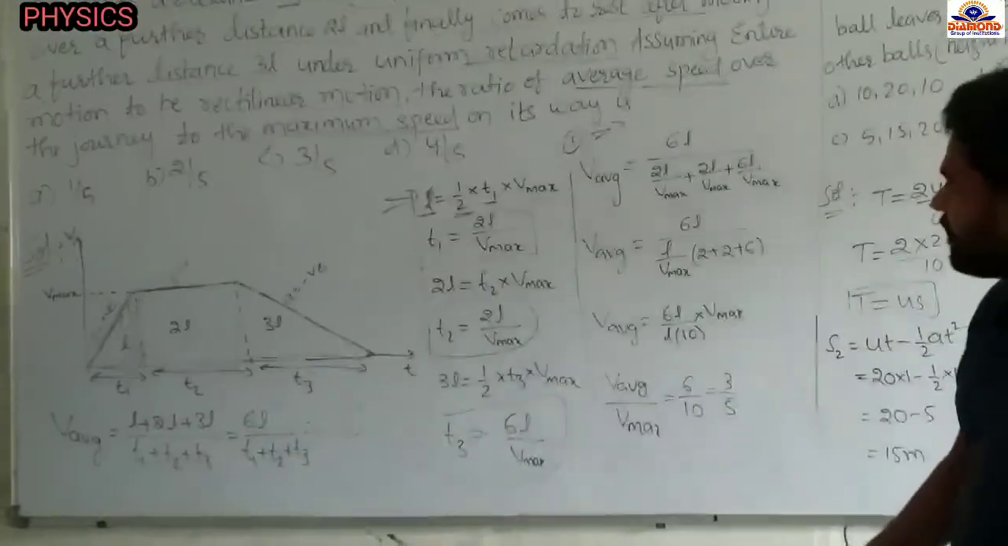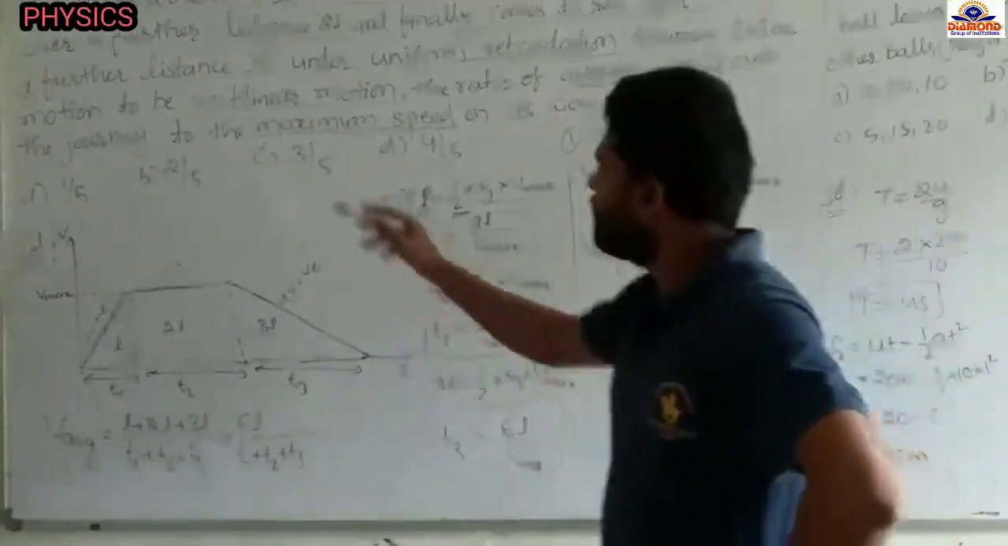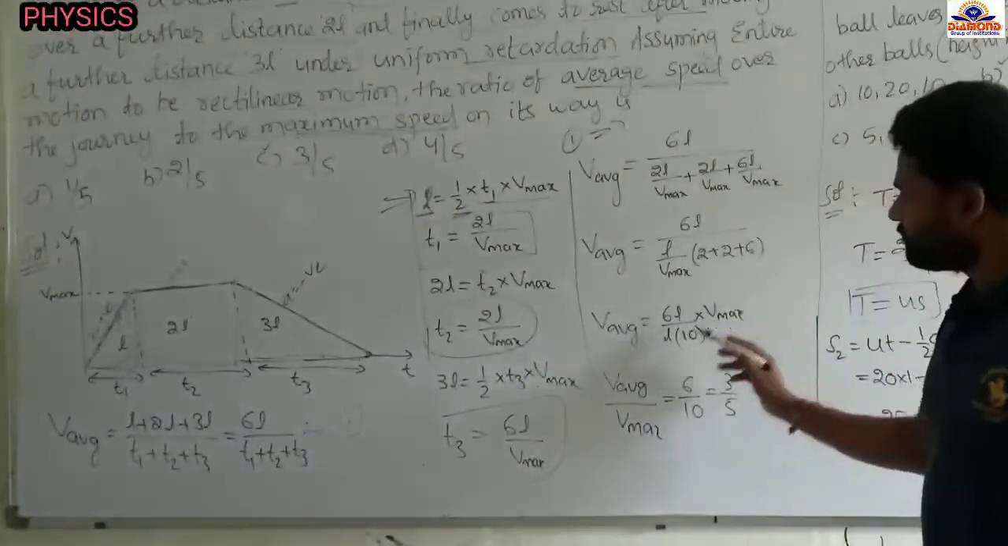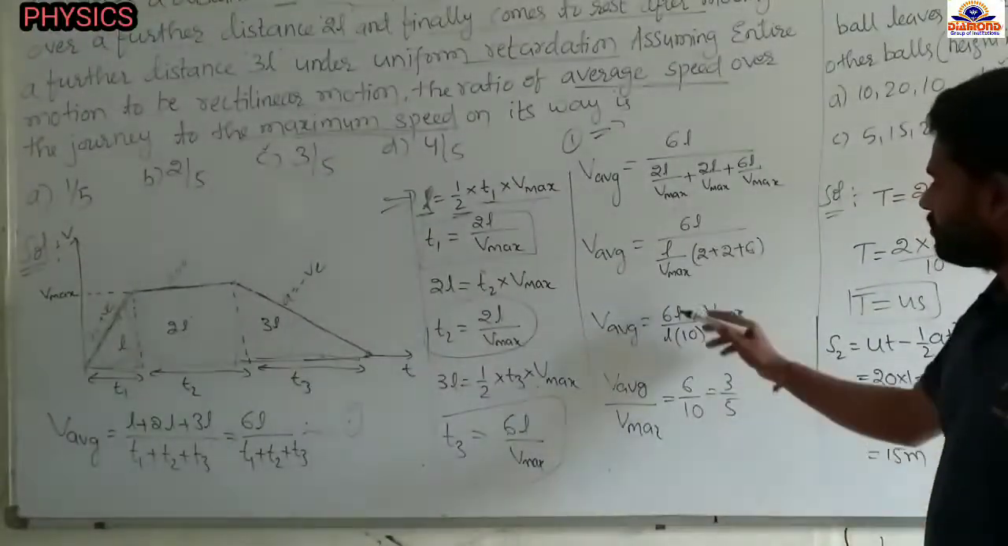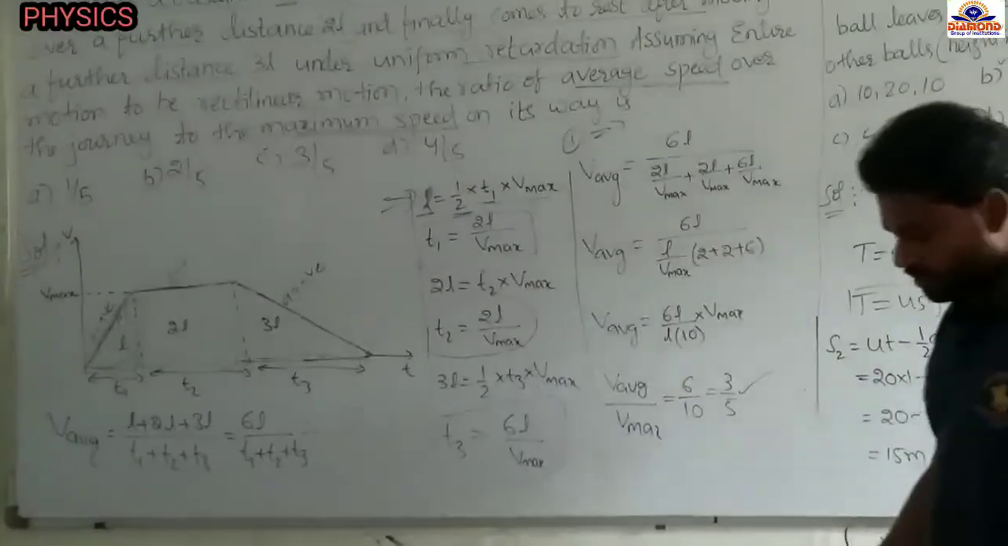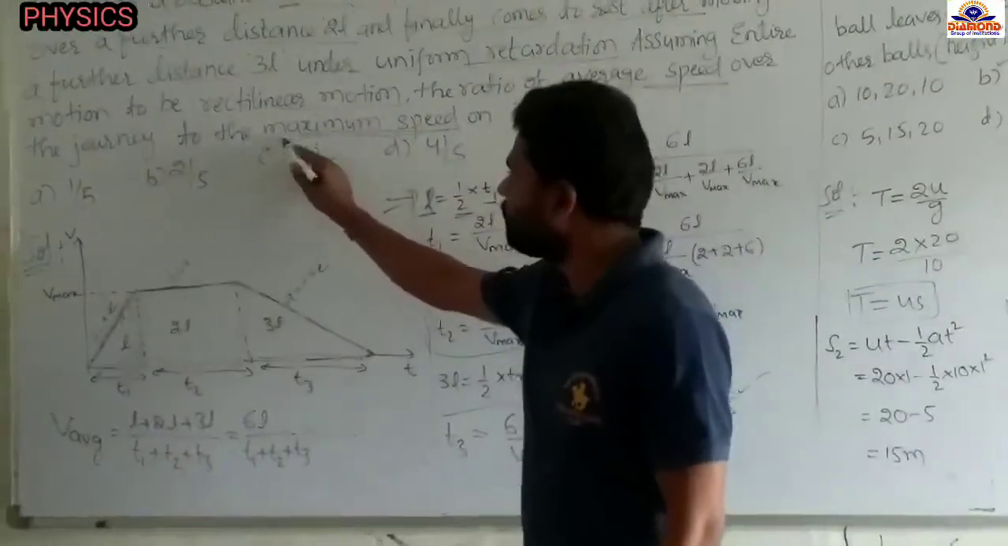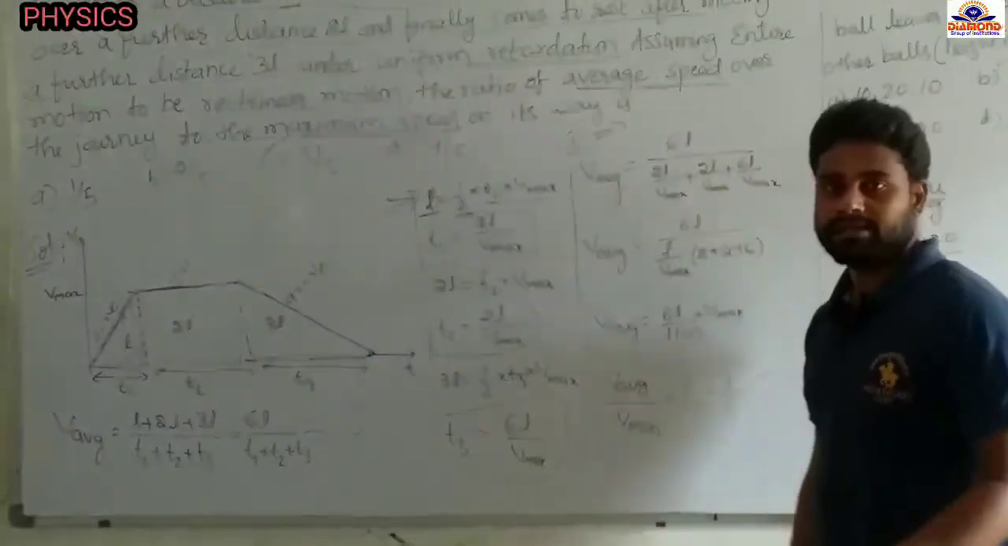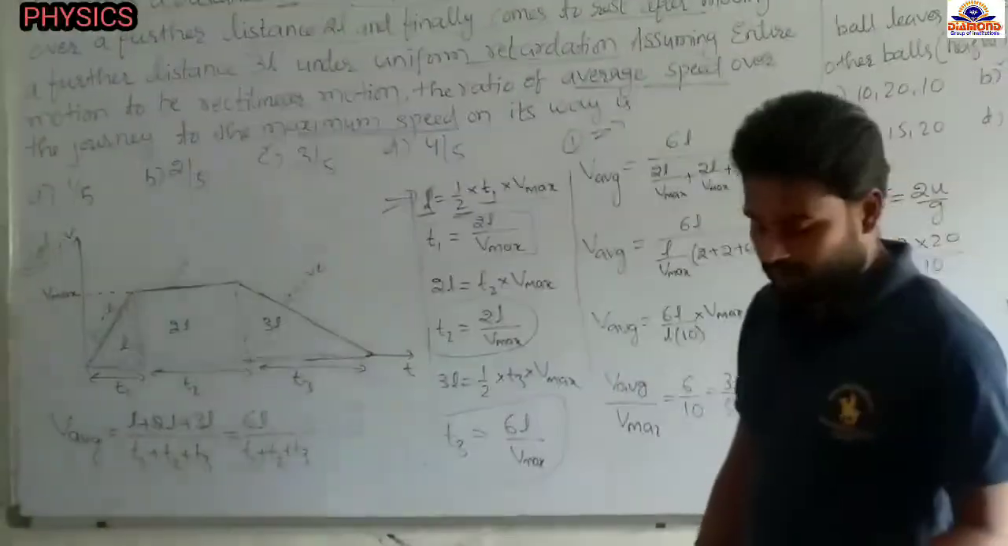Now they are asking the ratio of average speed to maximum speed. Moving V max to this side, V average by V maximum equals 6L by 10L. The L's cancel, and 6 by 10 is 3 by 5. If we go through the graph we get it very easily, and if you practice this problem, you can do it within 1 minute.